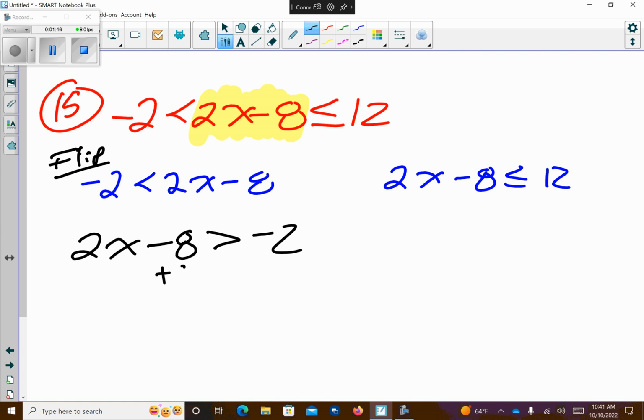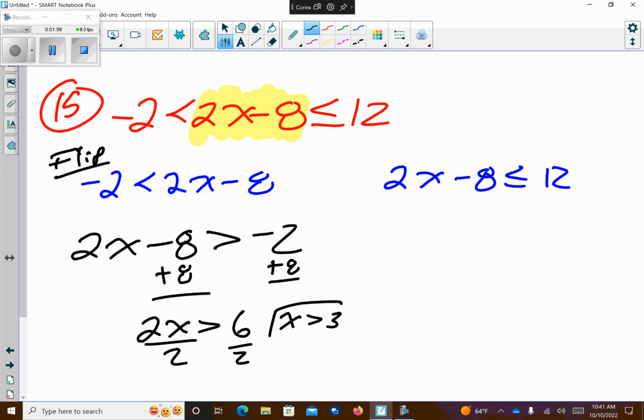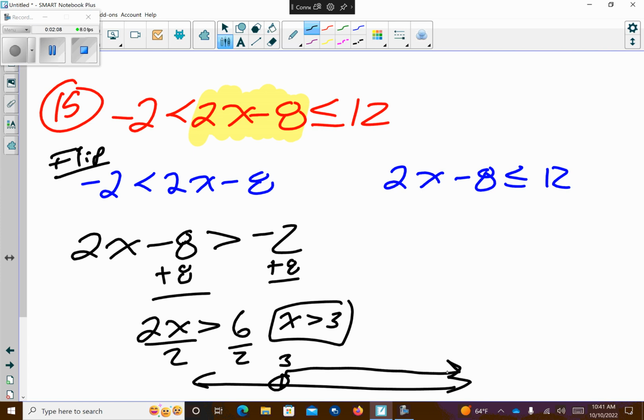So let's solve this. Add 8. Divide by 2, divide by 2. So we find that x is greater than 3. And if I create a number line down here, this is going to say, hey, I want to go this way with my shading.